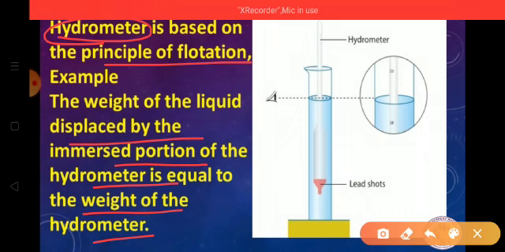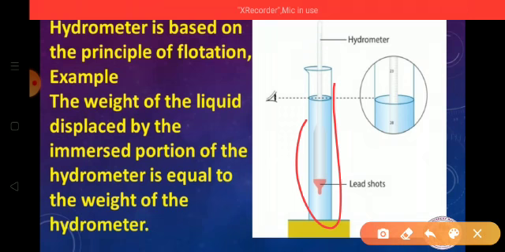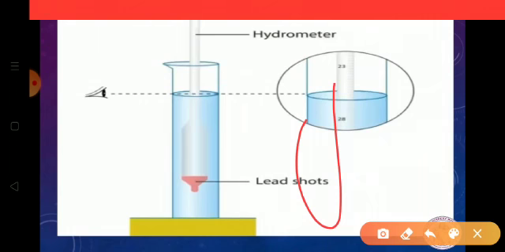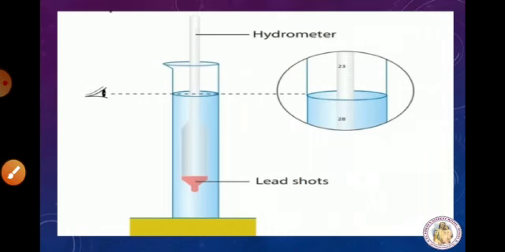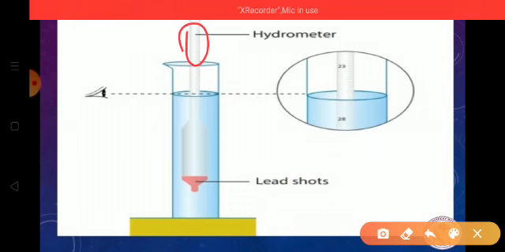Hydrometer consists of a cylindrical stem having a spherical bulb at its lower end and a narrow tube at its upper end. The lower spherical bulb is partially filled with lead shots or mercury. This helps the hydrometer to float or stand vertically in liquids. The narrow tube has markings so that the relative density of a liquid can be read directly.